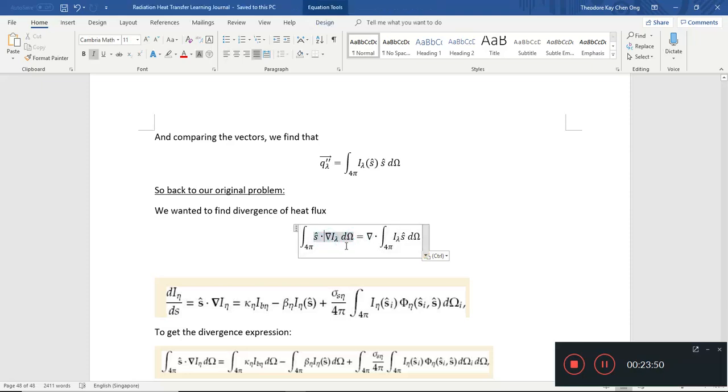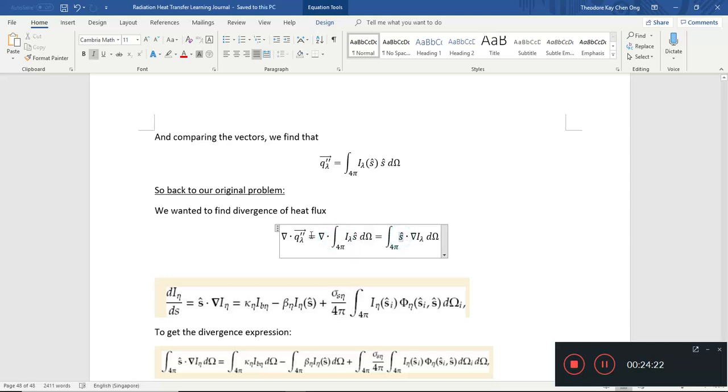And we find out that, okay, blah blah dot q lambda vector equals blah blah. Okay, it should be this whole thing here, and yeah, this is the heat flux.